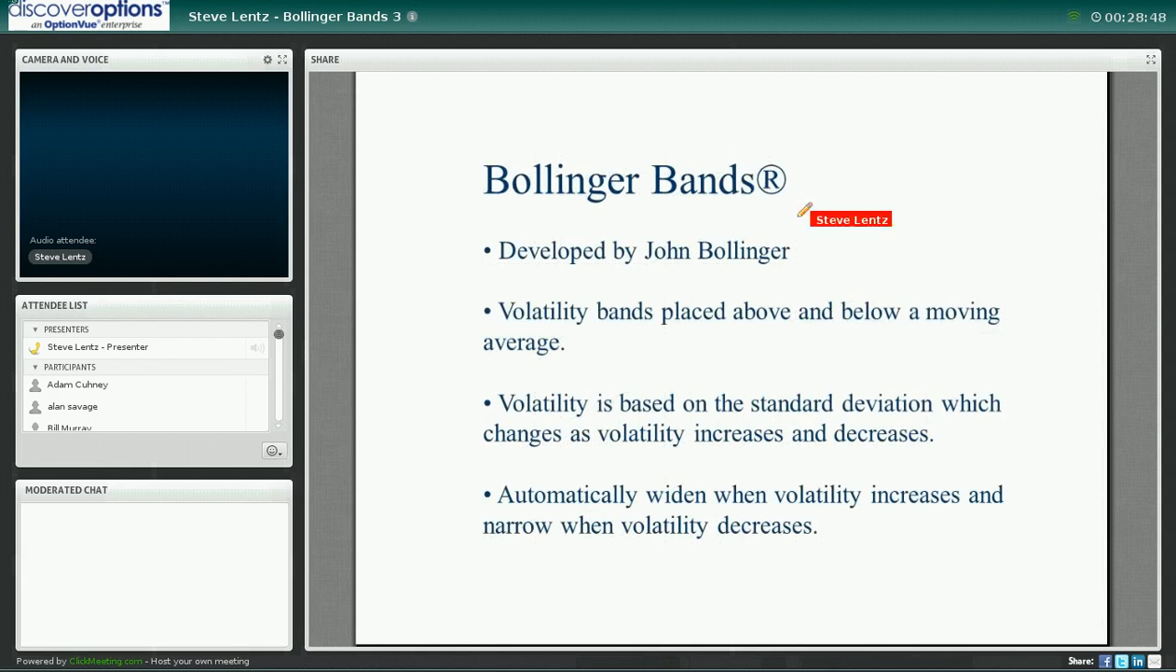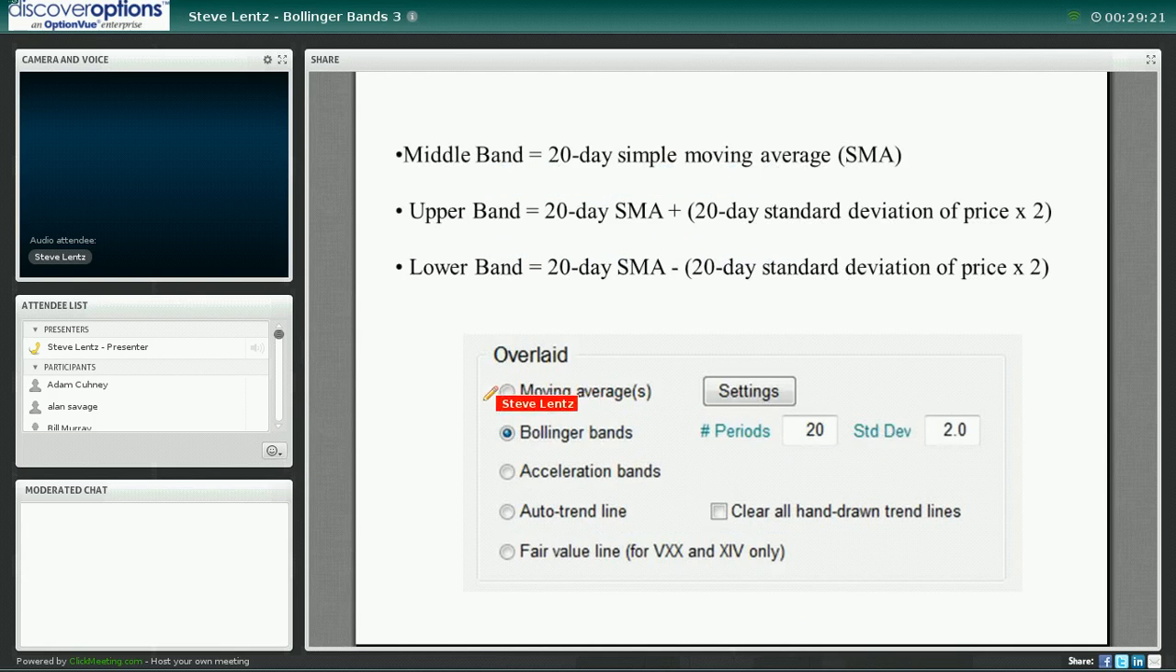Okay, so what's my next slide here? All right, so that's what a Bollinger Band is. John Bollinger thought of this thing back in the late 70s, early 80s, when he really published some stuff on it and recently trademarked it and everything. All right, we're calling these volatility bands. We could call them deviation bands as well, but they're placed above and below a certain moving average, and you can change that. I'll show you how in just a second. And I just showed you volatility is based on the standard deviation. They automatically widen and they get narrower, etc.